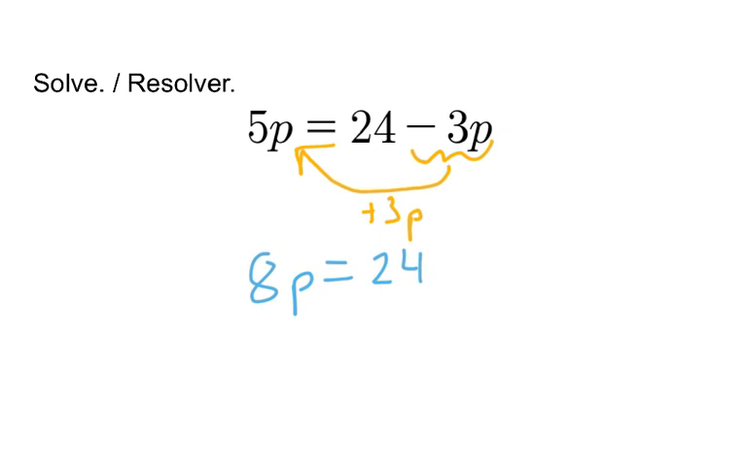So now we can divide both sides by p's coefficient of 8, and that gives us finally the p value of 24 divided by 8, which is 3.